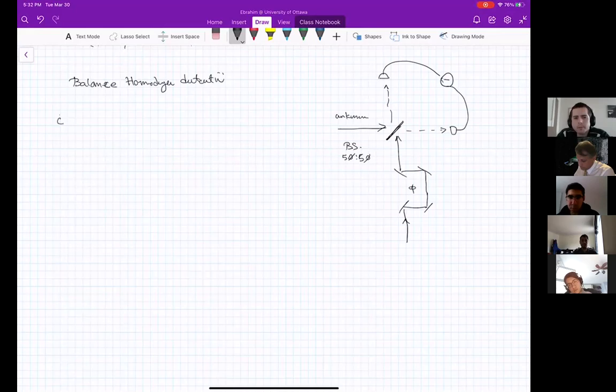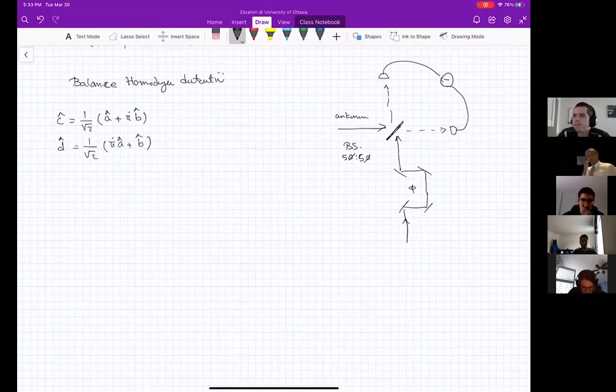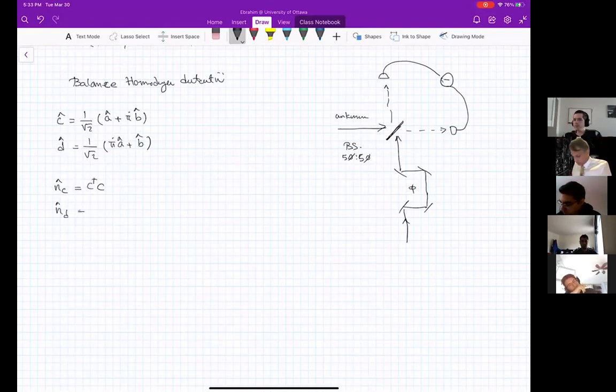So essentially, C is given by 1 divided by square root of 2 of (A minus i B), and D is given by 1 divided by square root of 2 of i (A plus B). Okay? That's for a 50-50 beam splitter. Then what you look for is N_C, which is C dagger C. And also, since both detectors will click, you have to look for N_D as well, which is D dagger D.